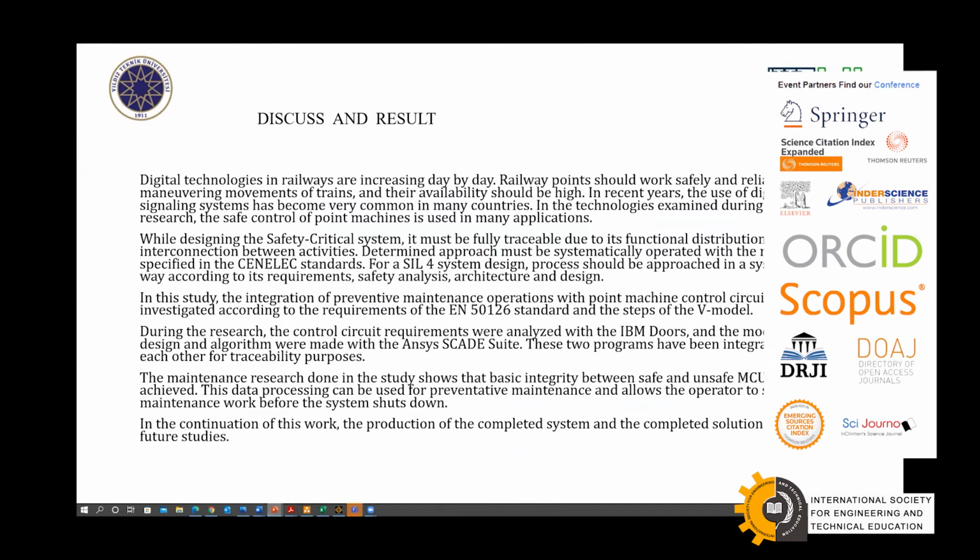As I discussed, digital technologies in railway are increasing day by day. Railway points should work safely and reliably for the maneuvering movements of the trains, and their availability should be high. In recent years, the use of digital railway signaling systems has become very common in many countries. In the technologies examined during the research, the safe control of point machines is used in many applications. While designing a safety critical system, it must be fully traceable due to its functional distribution and interconnection between activities.